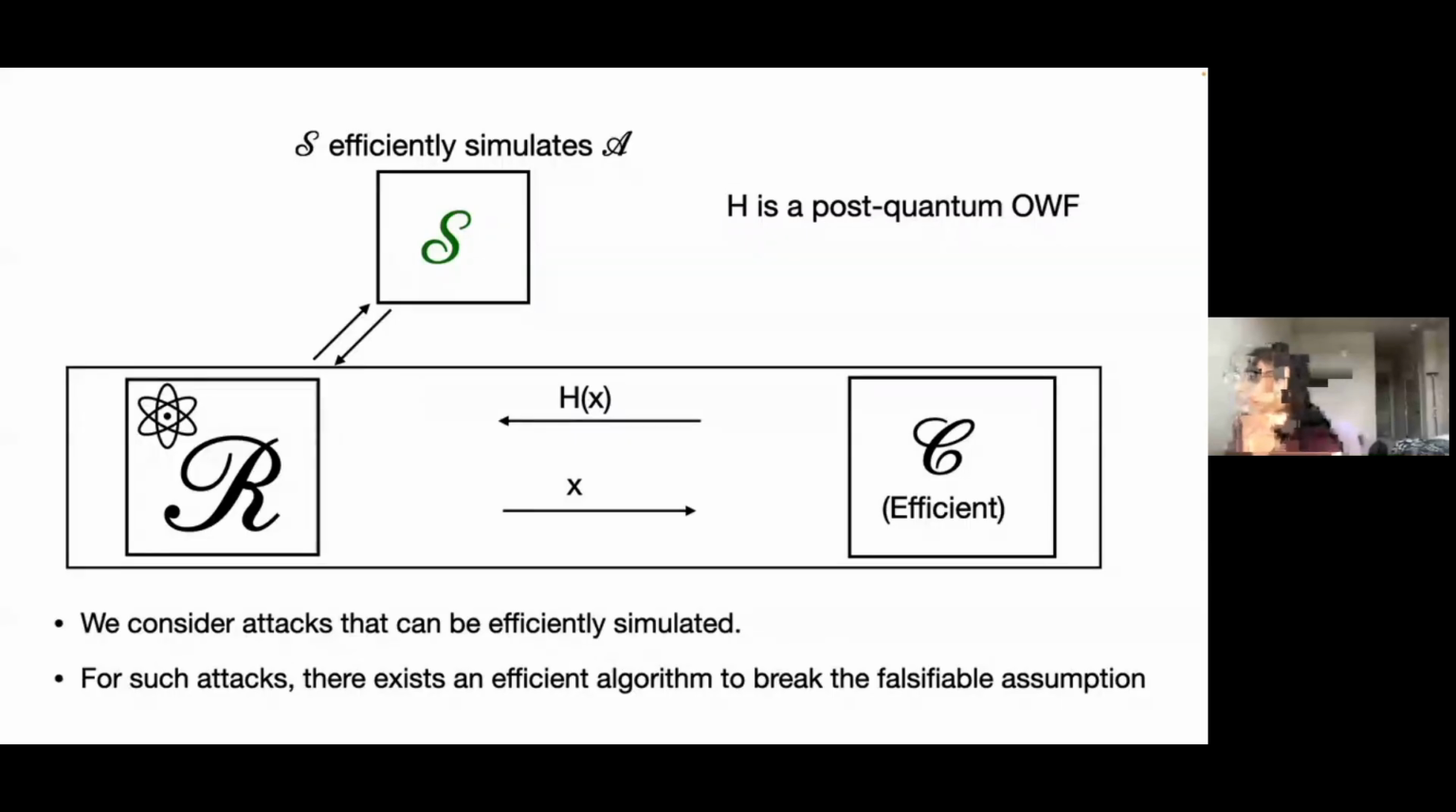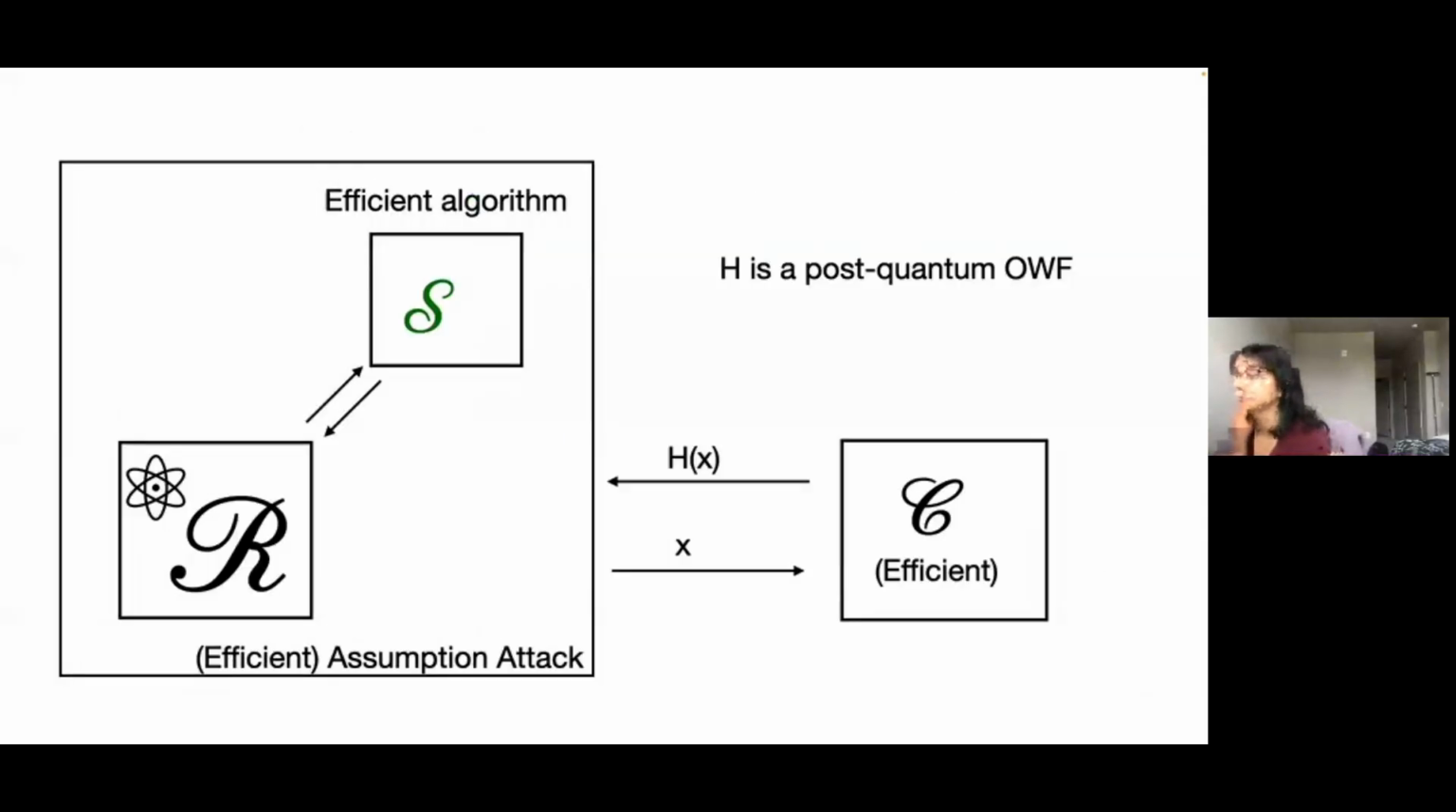However, we can then consider attacks that are able to be efficiently simulated. If you can argue that there exists some S that efficiently simulates this inefficient adversary A, then this would actually give us a contradiction and argue that there is an efficient algorithm to break the falsifiable assumption. This efficient algorithm is the combination of the reduction and the challenger given oracle access to this S instead of A. So the idea is that you just replace the inefficient adversary with some efficient simulator, and now this gives you a contradiction for your falsifiable assumption. Now the picture just looks like this.